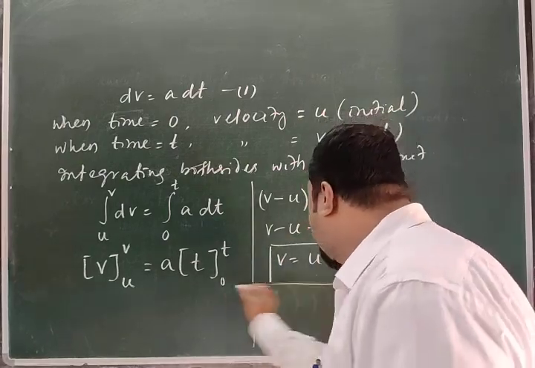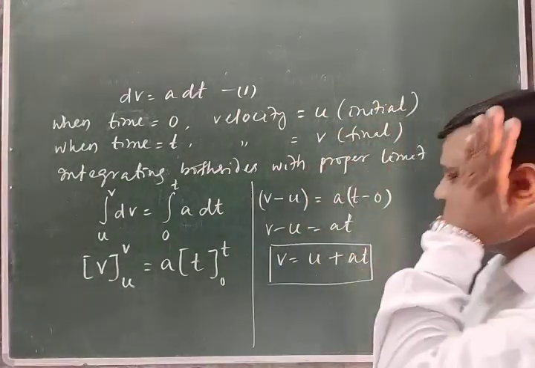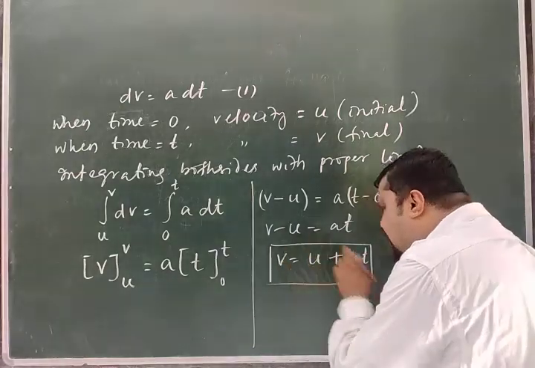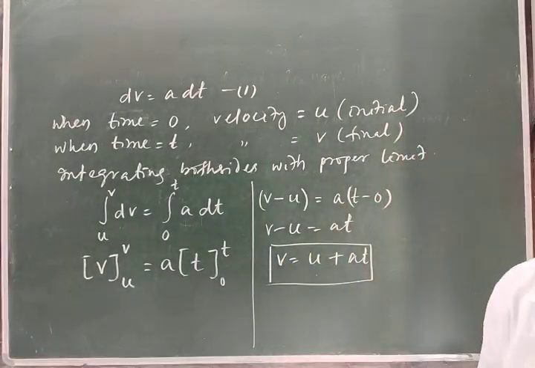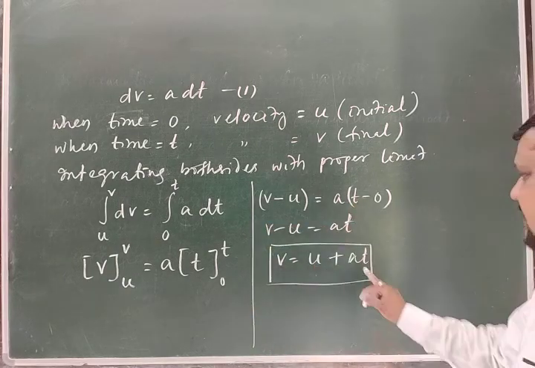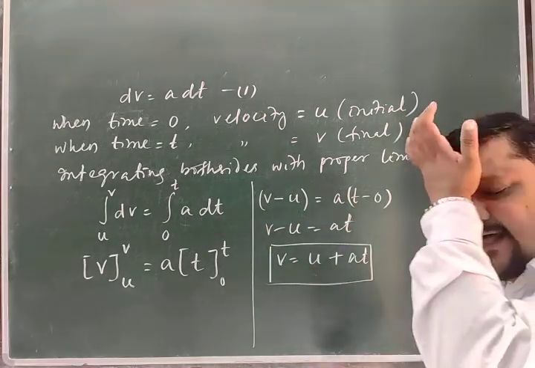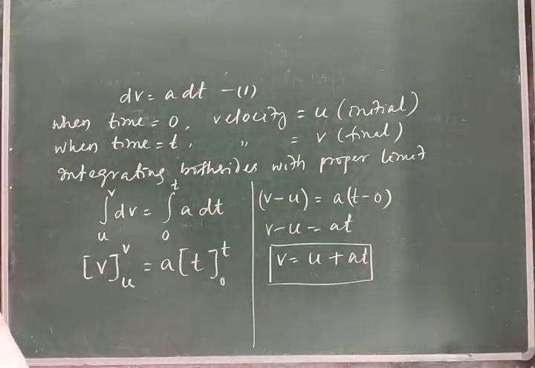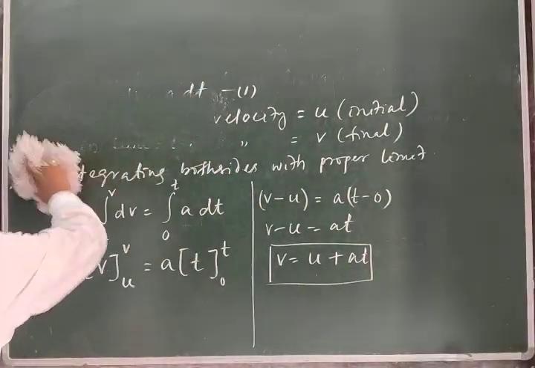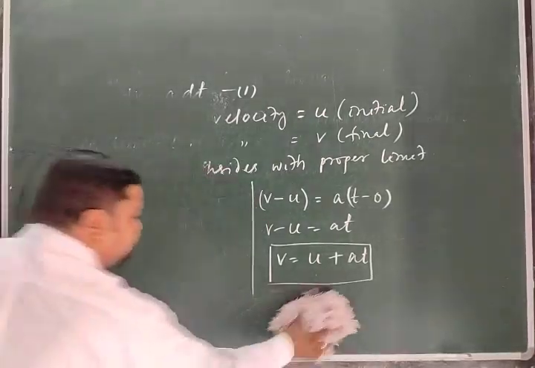This is the equation of kinematics. The first equation, you can say: the velocity attained by the body after the time t, if we know the initial velocity u and the body is accelerating uniformly in a straight line with acceleration a. That is the equation. Okay, this is the first equation of kinematics. Now we will go for the second one.